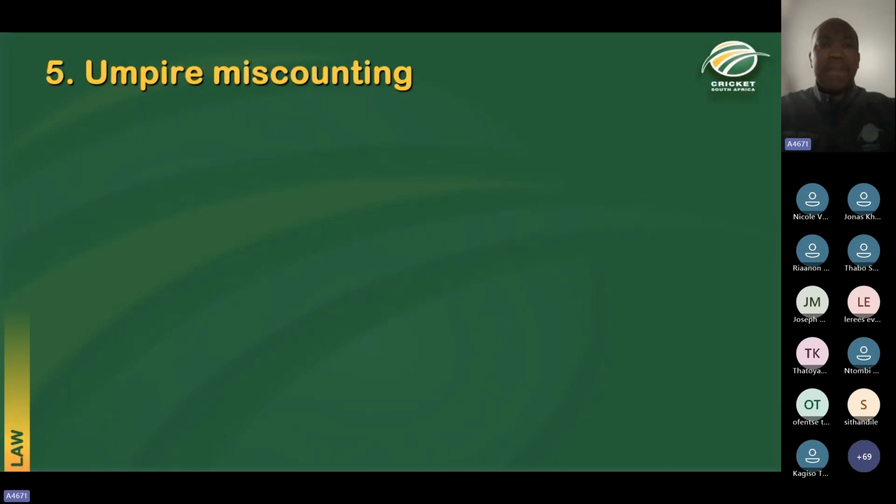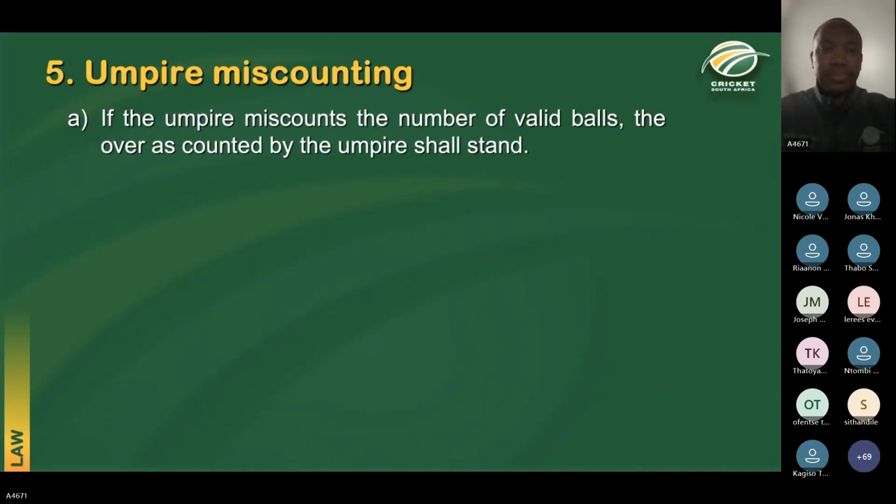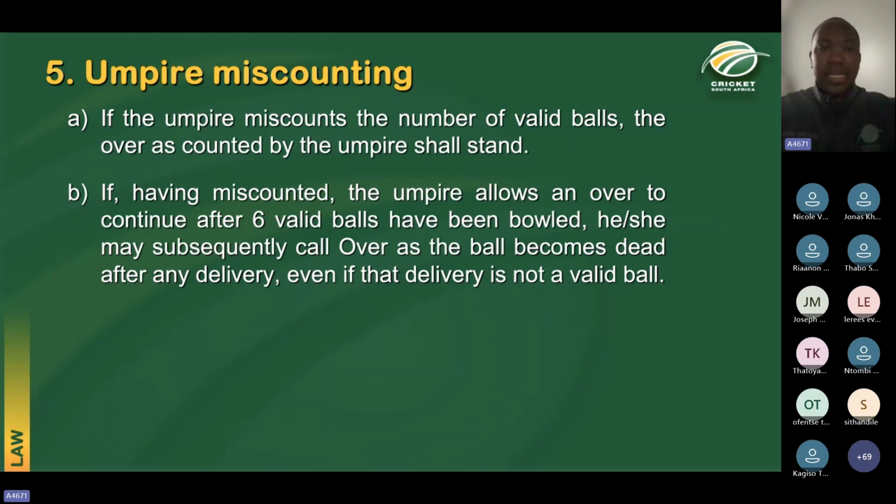What happens if umpires miscount in an over? Law tells us that if the umpire miscounts the number of valid balls, the over as counted by the umpires shall stand. What does that mean? Let's see an example. If having miscounted, the umpire allows an over to continue after 6 valid balls have been bowled, he or she may subsequently call over as the ball becomes dead after any delivery, even if that delivery is not a valid ball.